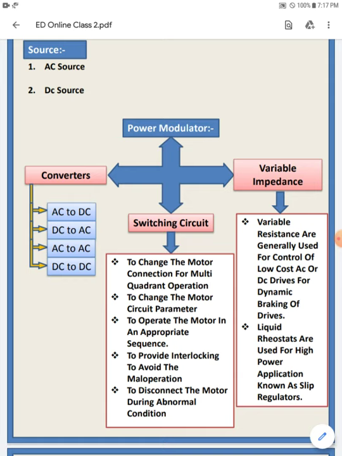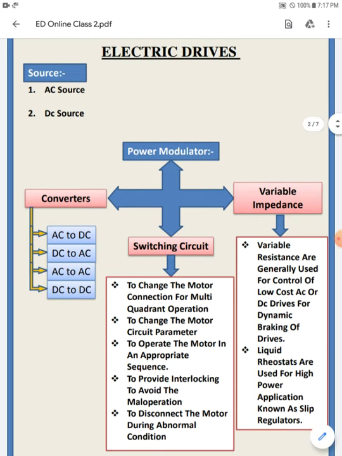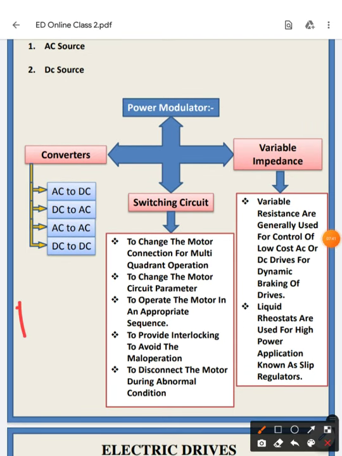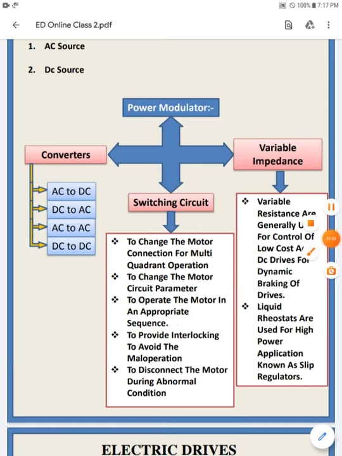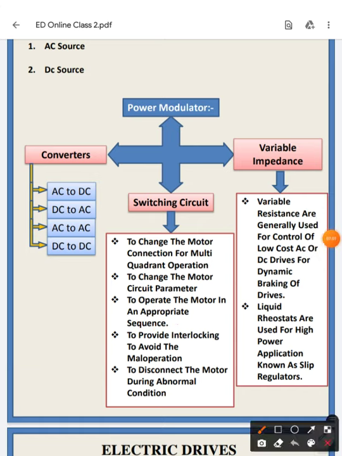So let us consider the motor which is connected in the electrical drive system is a DC motor. In the case of a DC motor, if the source is AC and it supplies AC energy to the power modulator, then what will happen? We can't operate the DC motor by using this AC source directly.